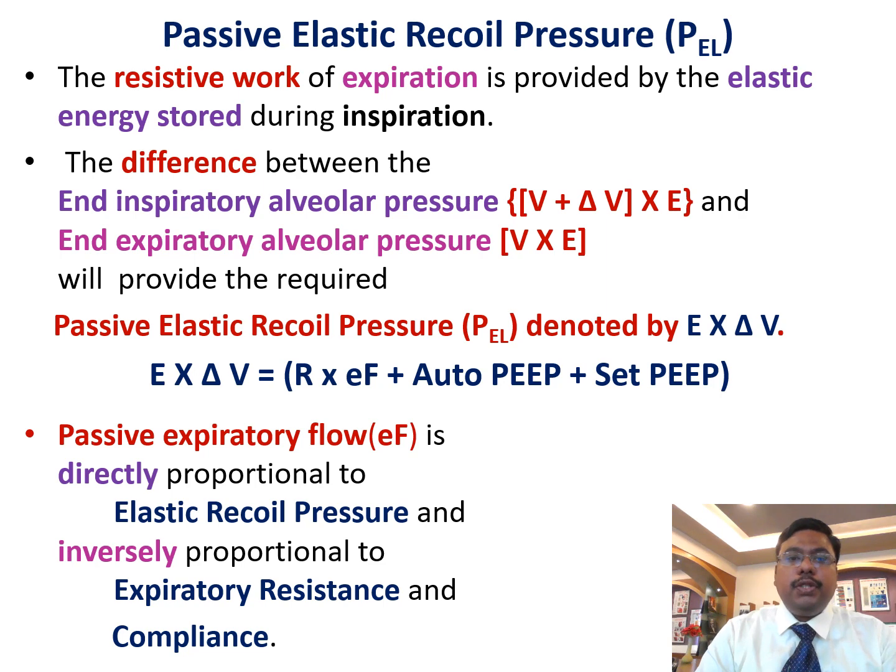Passive elastic recoil pressure. The resistive work of expiration is provided by the elastic energy stored during inspiration. The difference between the end inspiratory alveolar pressure, V plus delta V times elastance, and the end expiratory alveolar pressure, E times V, will provide the required passive elastic recoil pressure denoted by elastance times delta V. So elastance times delta V is equal to resistance times expiratory flow plus auto PEEP plus set PEEP. So passive expiratory flow is directly proportional to the elastic recoil pressure and inversely proportional to the resistance and compliance.